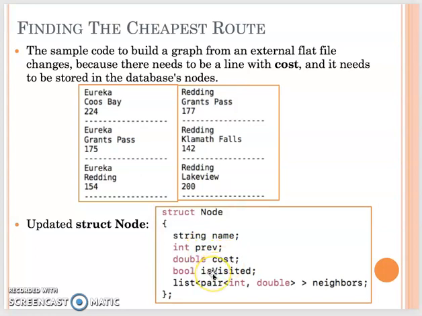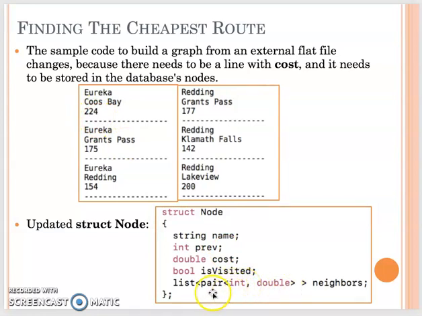I still have is visited or not. But here actually those link costs are attached to neighbors. So you see I have Eureka. But Eureka may go to Coos Bay. Eureka goes to Redding. So I have multiple neighbors, right? So besides needing to know the neighbor index, I also need to add the cost for this neighbor.